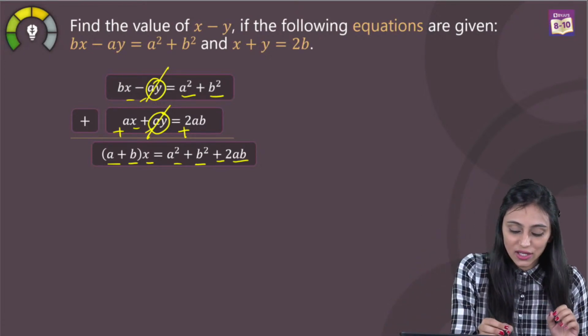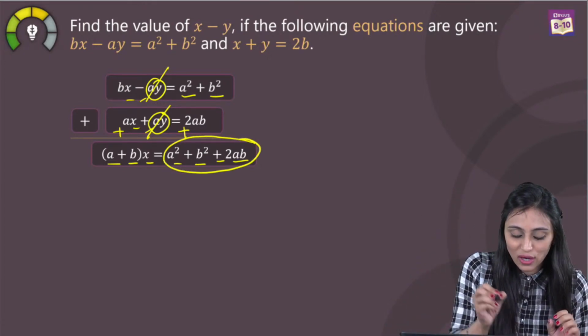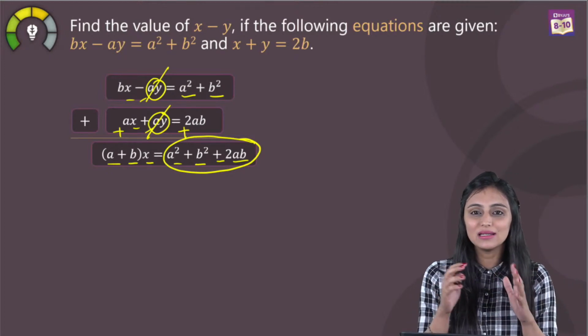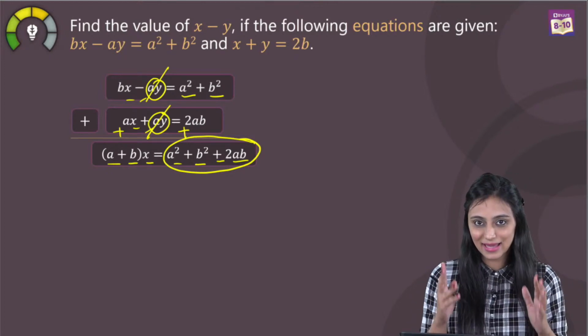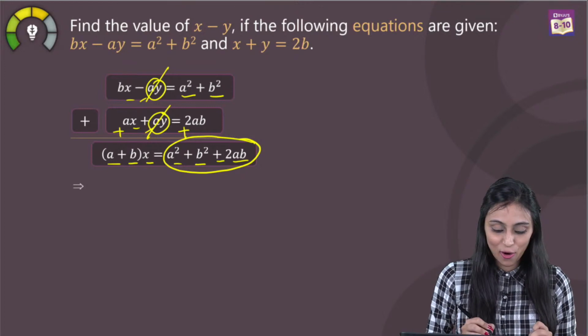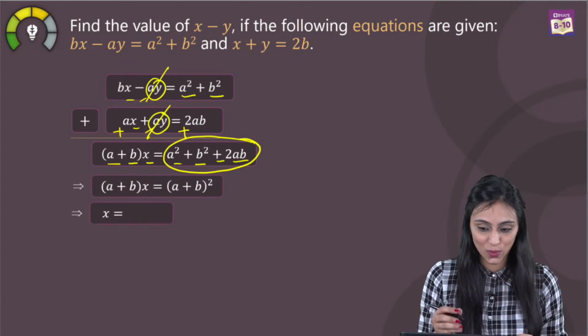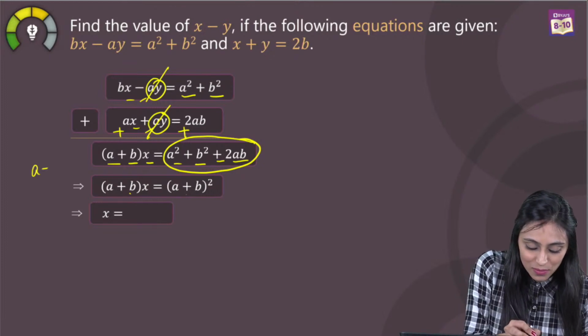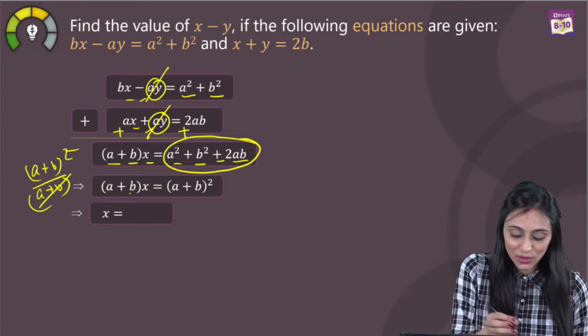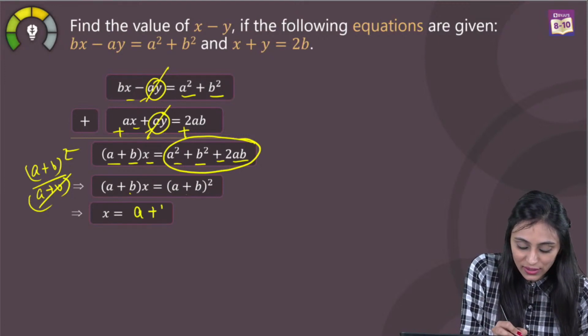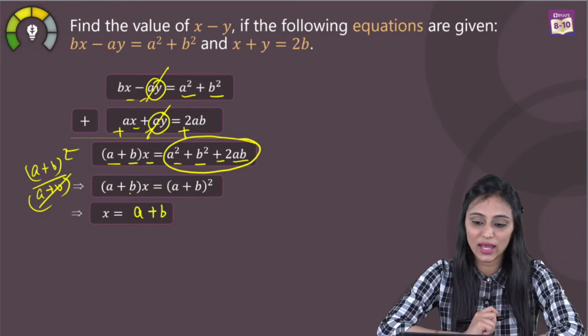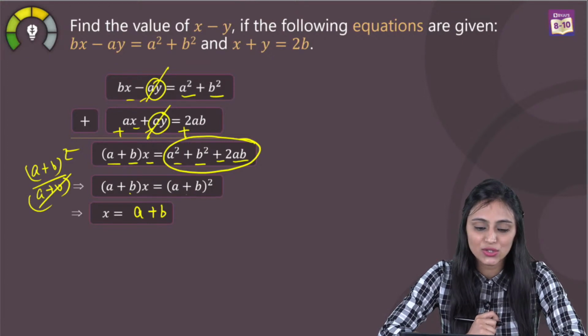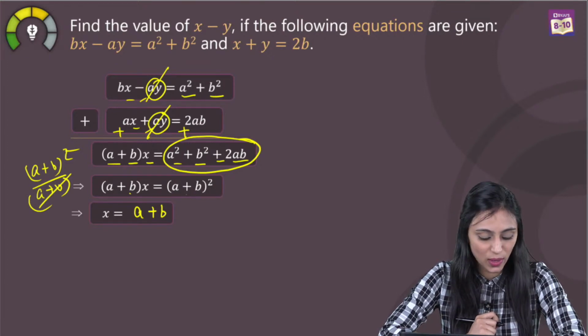Now, here we have a square plus b square plus 2ab. Isn't it an identity? Yes, this is the identity of (a plus b) whole square. So if I take this to the other side, I'll have (a plus b) whole square by (a plus b). This will get cancelled out. So what is the value of x over here? That's going to be x equals a plus b. Srinidhi says bx plus ax is equal to a square plus b square plus 2ab.